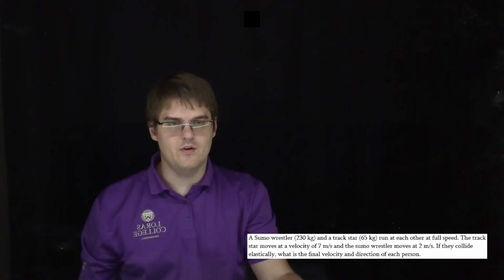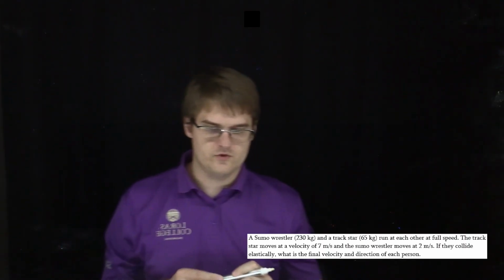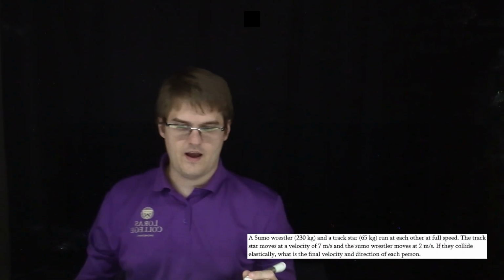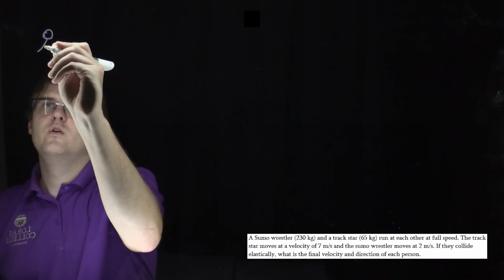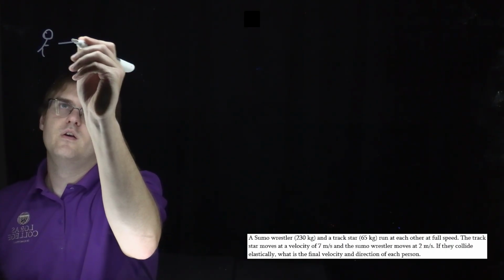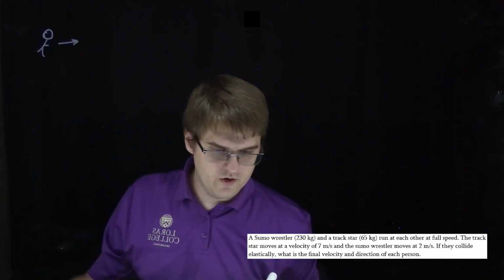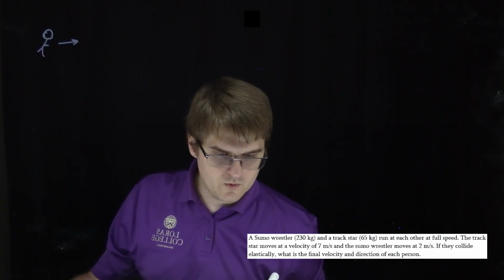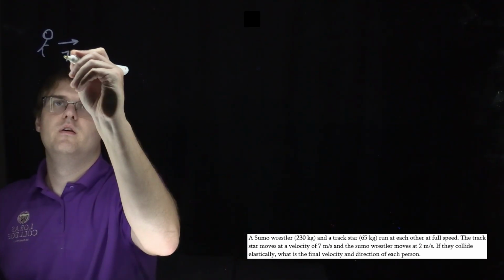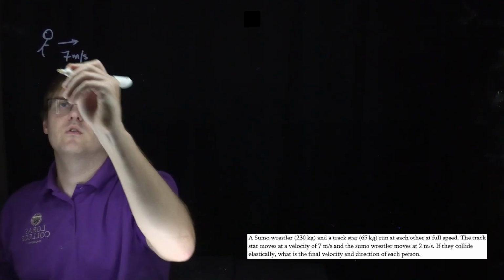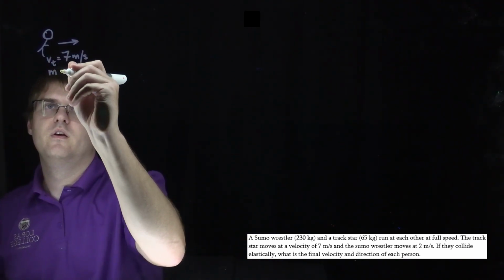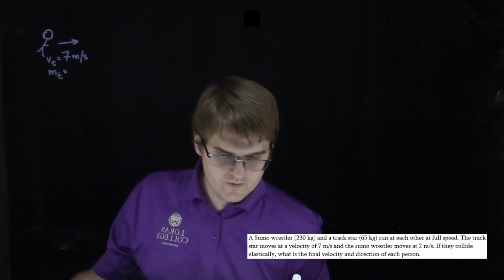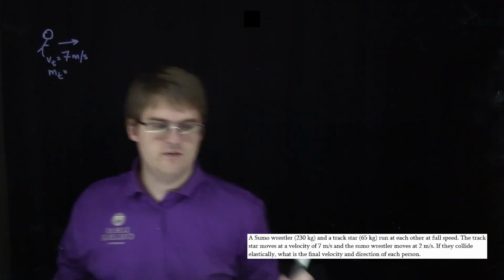So this is an example of one of those one-dimensional problems where we've got a piece that is acting in a straight line. In this case, I have a track star who is running at a velocity of 7 meters per second. So velocity of the track star is 7 meters per second, and has a mass of 65 kilograms.